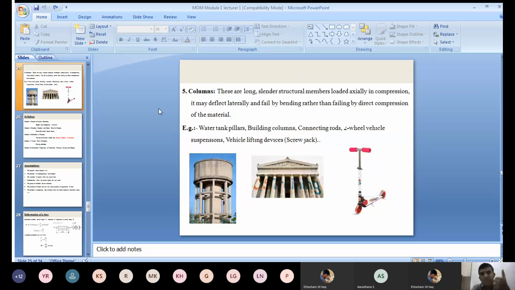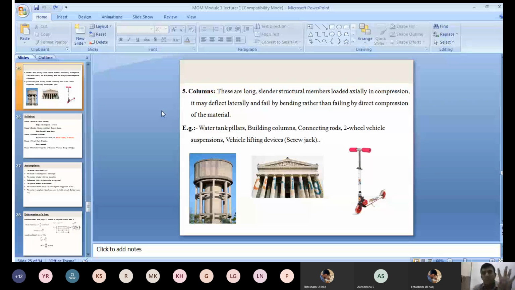One is bars, a mechanical member subject to only axial loads. Second one is trusses, a mechanical member subject to all types of loads occurring at joints only. Third one is beams, mechanical members subject to a transverse load or external moment.